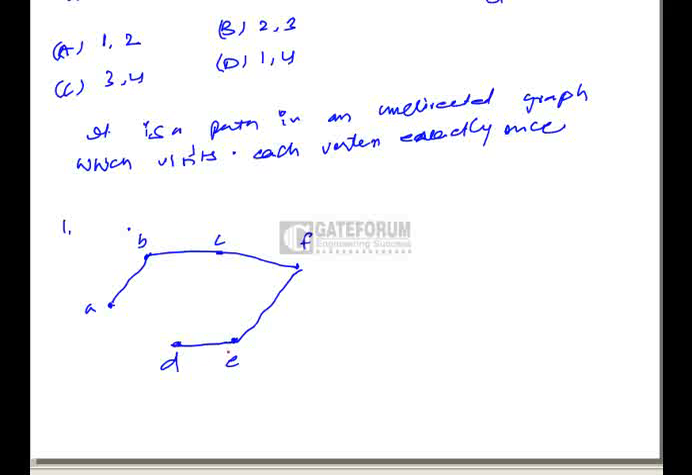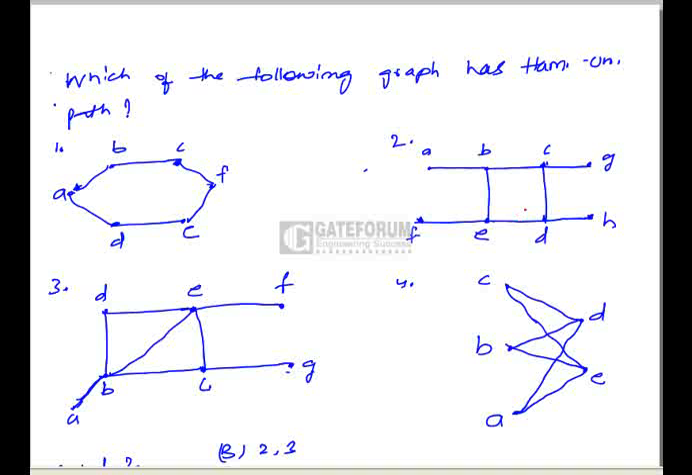Why? Because here all the vertices are visited exactly once. So we can say graph 1 contains Hamiltonian path. So let us try for second. If we try for second, let us see for the second graph.